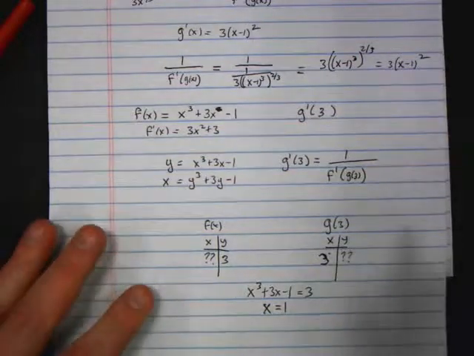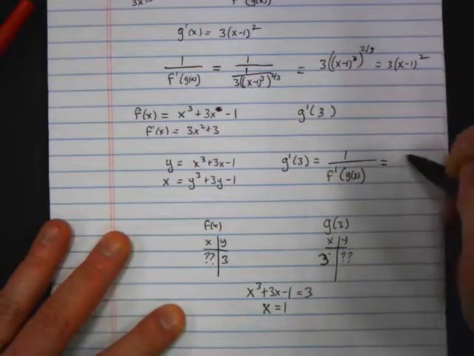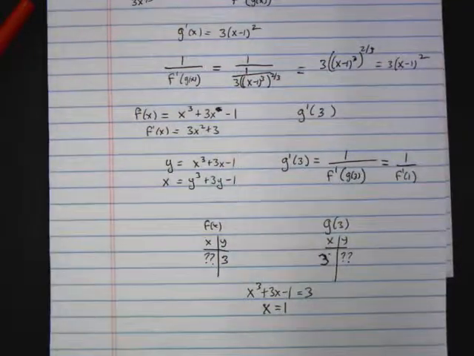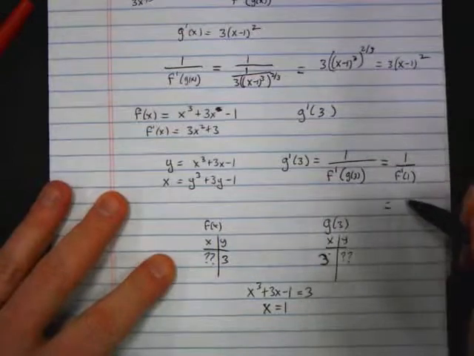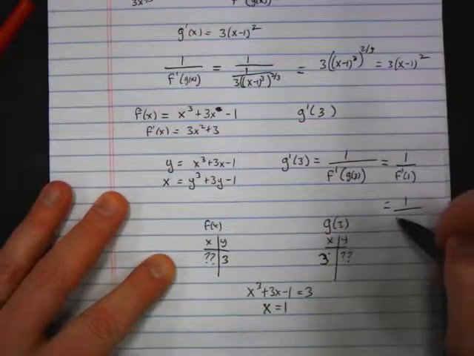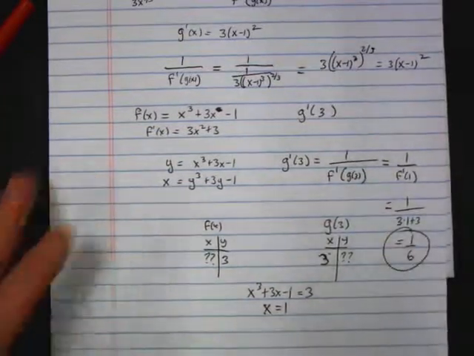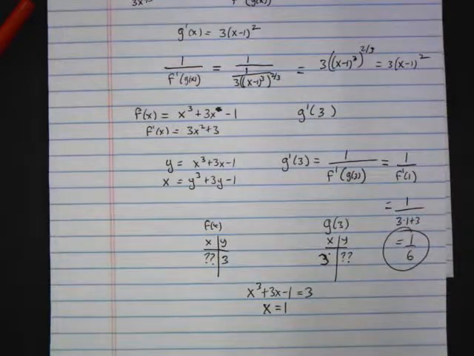All right, so anyway, that tells me that this is 1 over f prime at 1. I already have my derivative. My derivative is 3x squared plus 3. I plug 1 into that. That's 1 over 3 times 1 plus 3. So the answer is the derivative is 1/6. So even though I cannot find the inverse easily, I can still find its derivative.